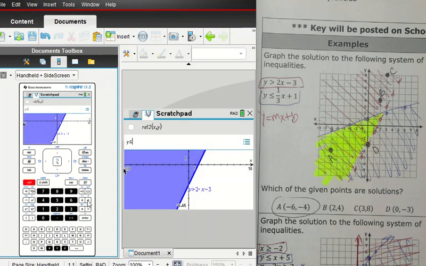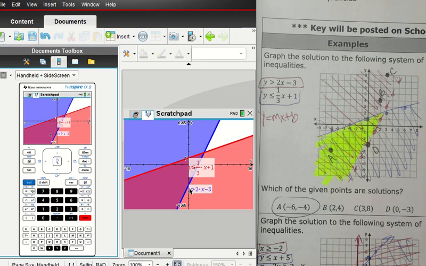To type a fraction is control divide, 1/3 x plus 1. Alright, so this is the electronic version of the sketch that we have here with the double shaded area right there.